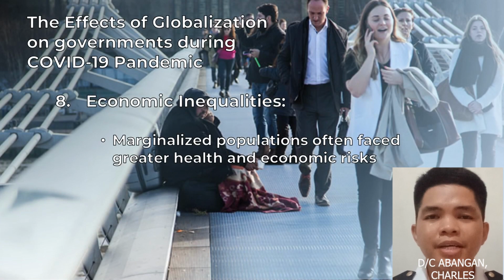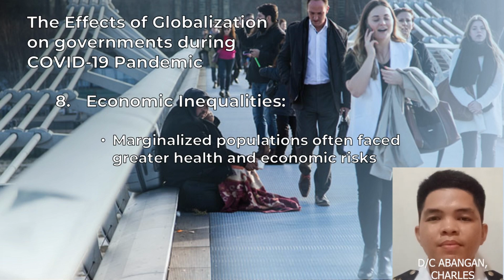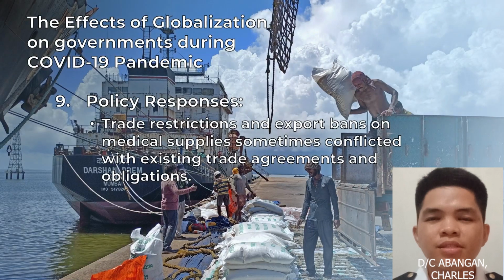8. Economic inequalities. The pandemic exposed disparities exacerbated by globalization, as marginalized populations often face greater health and economic risks. Governments grappled with addressing these inequalities while managing the crisis. 9. Policy responses. Governments had to balance their responses to the pandemic with international commitments and agreements. Trade restrictions and export bans on medical supplies sometimes conflicted with existing trade agreements and obligations.